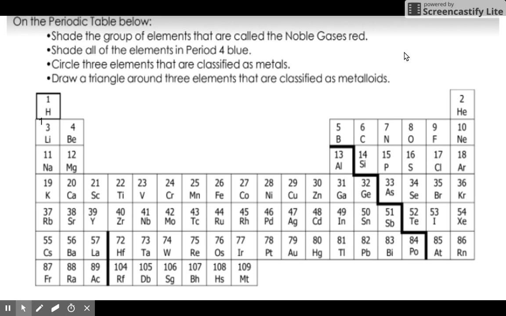You're going to circle 3 elements that are metals. If you don't remember where the metals are located, check your journal. Also, you're going to draw a triangle around 3 elements that are classified as metalloids. Let's remember that metalloids have properties of both metals and non-metals. Go ahead and pause the video now so you can follow those directions.